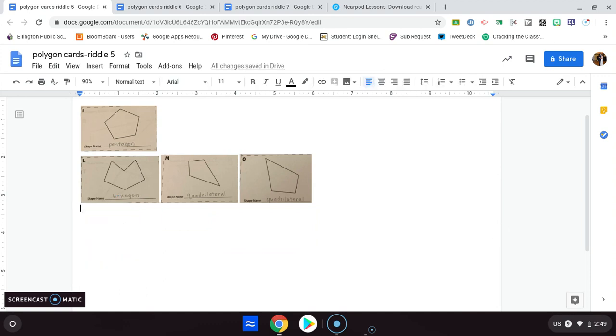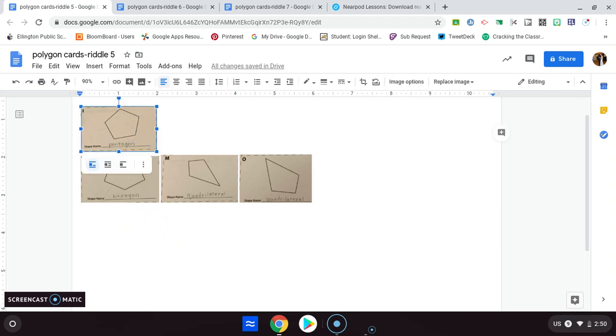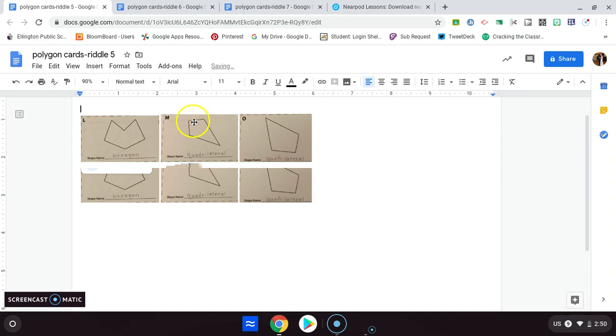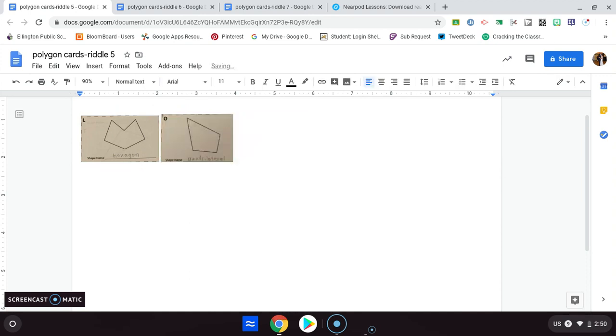My polygon has acute and obtuse angles, but no right angles. All right, so has acute and obtuse. This one's all obtuse. This one has a right angle up there. And these are acute and obtuse, and these are acute and obtuse.